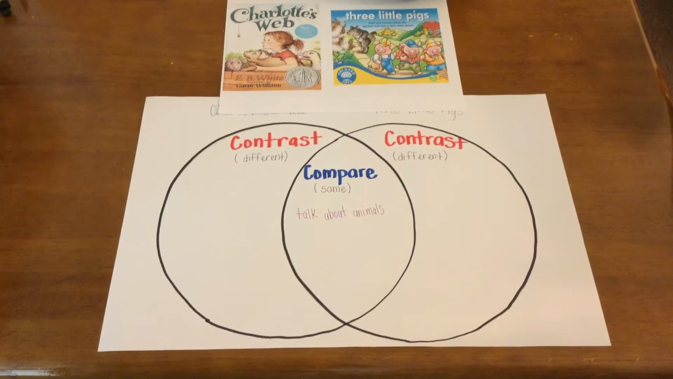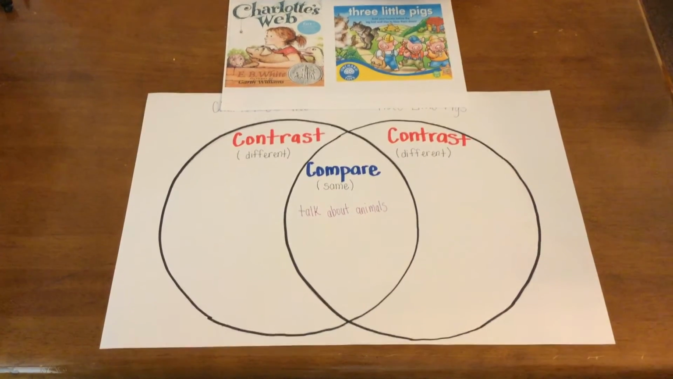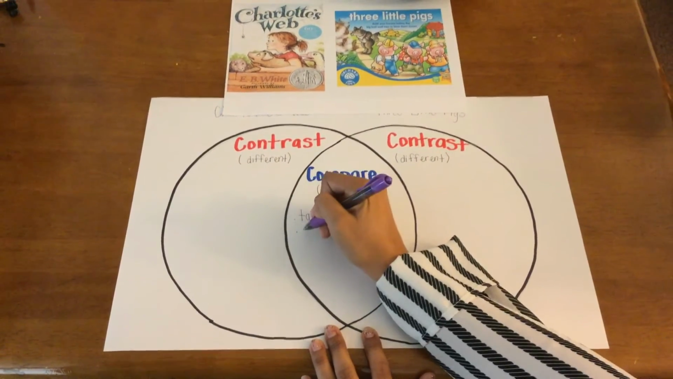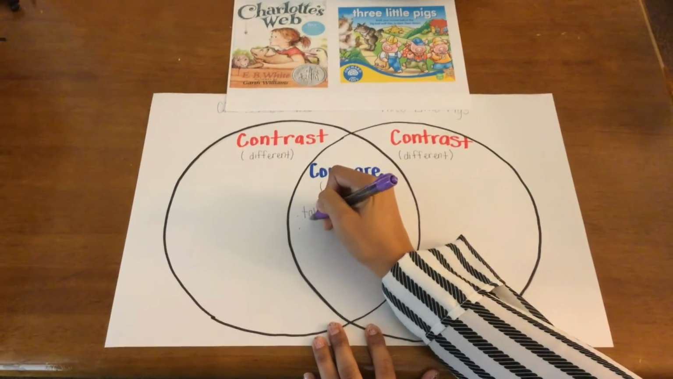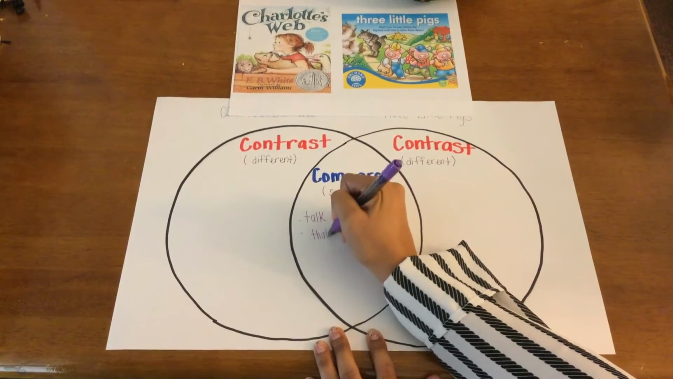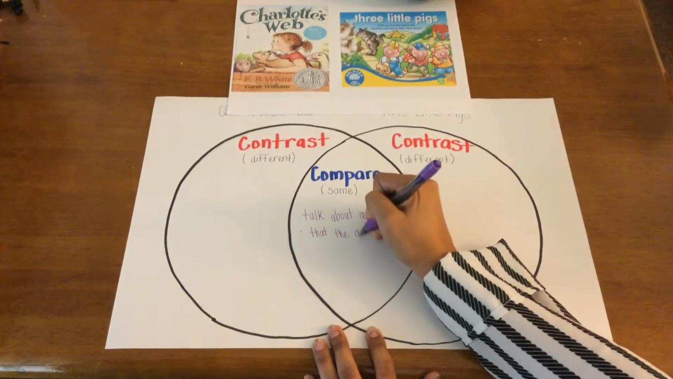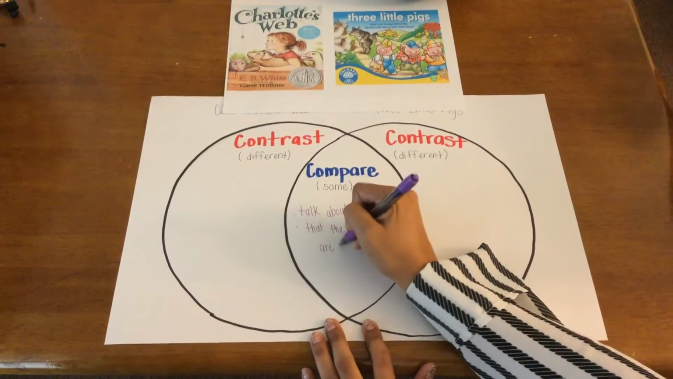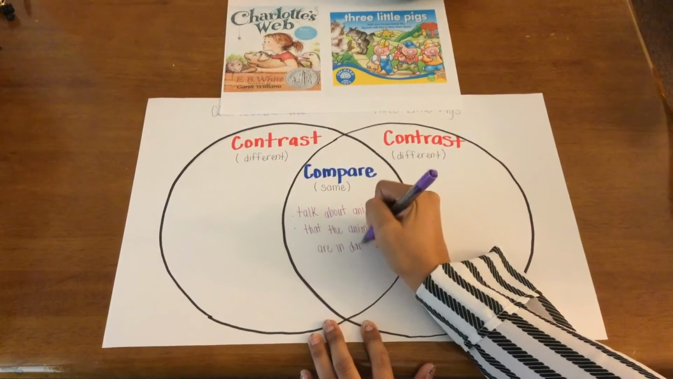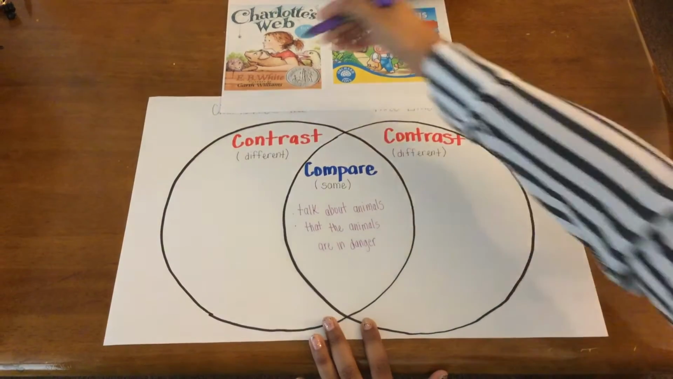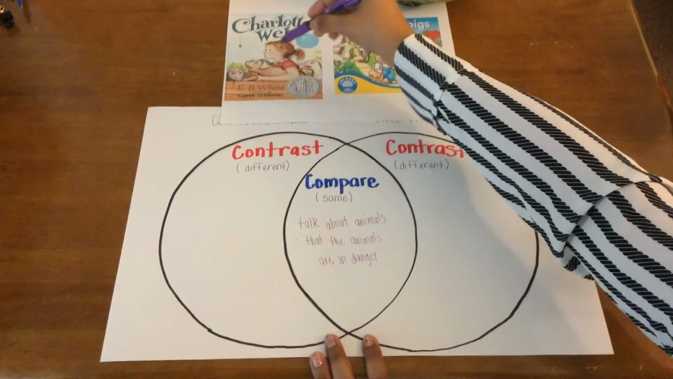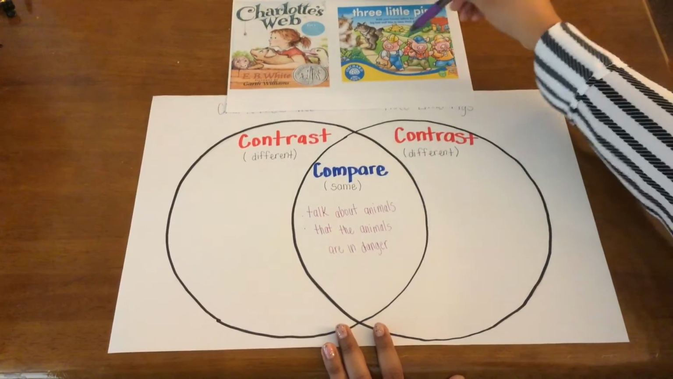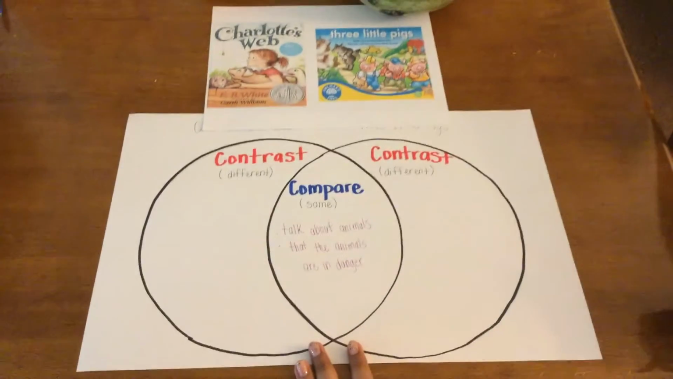Also, they are the same because, if you can remember both stories, the animals are in danger. So that's how they are the same. That the animals are in danger. Wilbur is in danger because Fern's uncle wants to kill him, and the Three Little Pigs are in danger because a wolf wants to eat them.